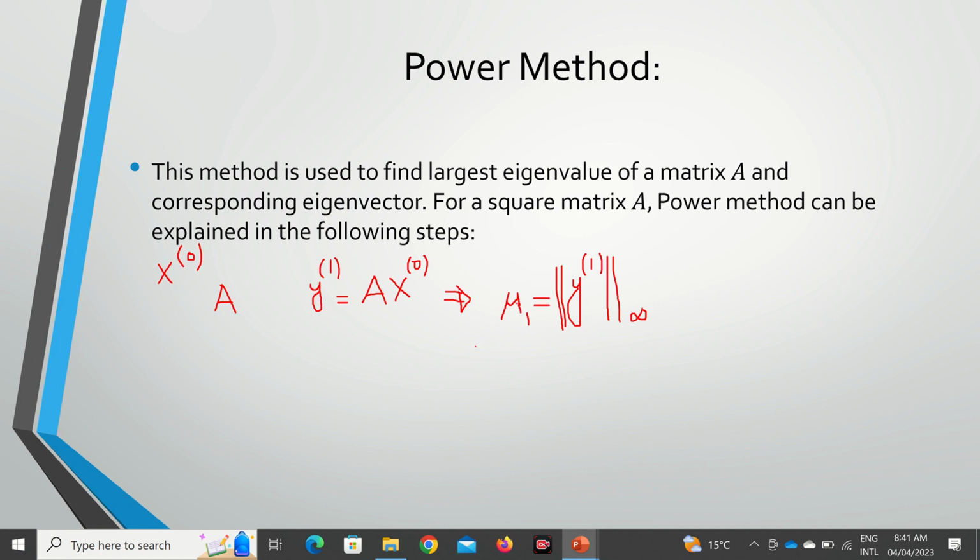Okay. Once you have done that, now you will find the corresponding eigenvector as well. The corresponding eigenvector will be found, let's label that as x1. And x1 is what? You simply normalize this vector by dividing y1 by this mu1.